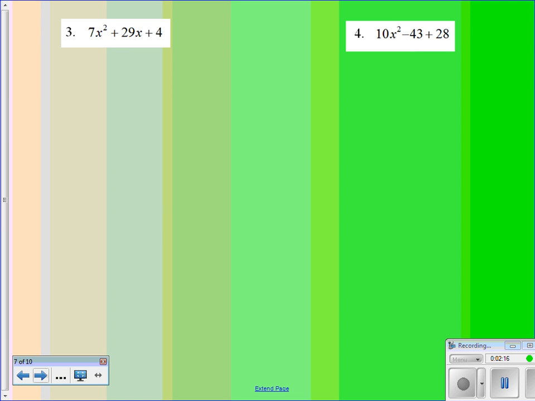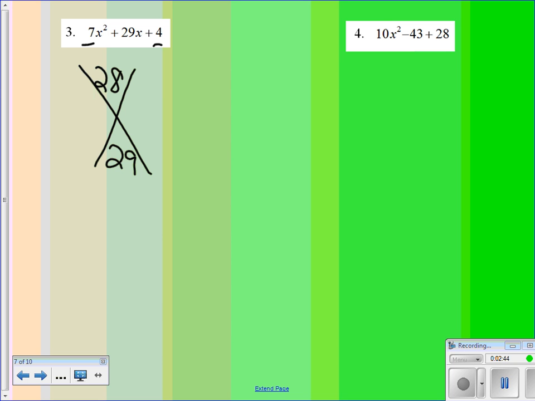First of all, we need to look and see if there's a GCF. So if we check through 3, 7, 29, and 4, I can't take out a number and I can't take out an X. So I'm going to set up the X because I'm going to have to factor it using the A is not equal to 1 method. So I'm going to multiply 7 times 4 and I get 28. And that's going to add to 29.